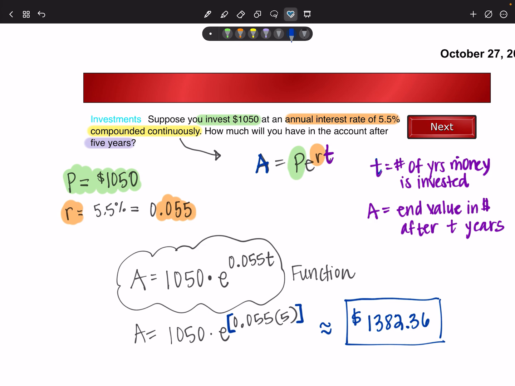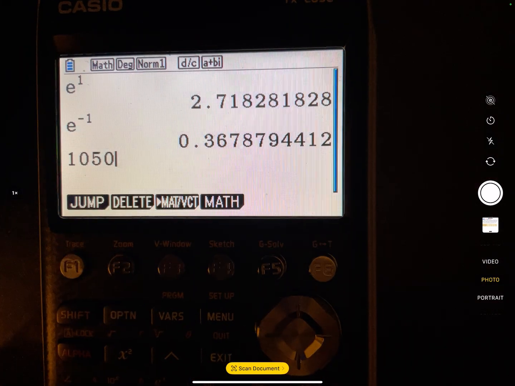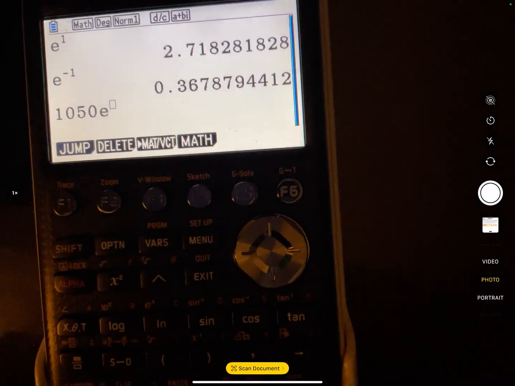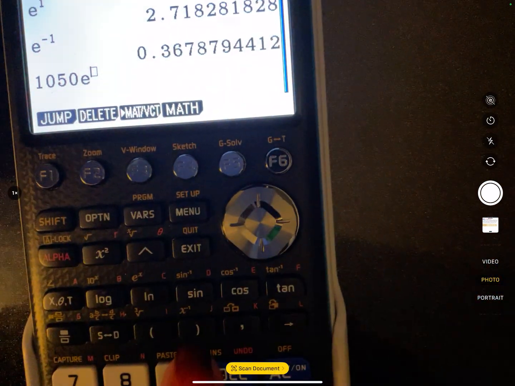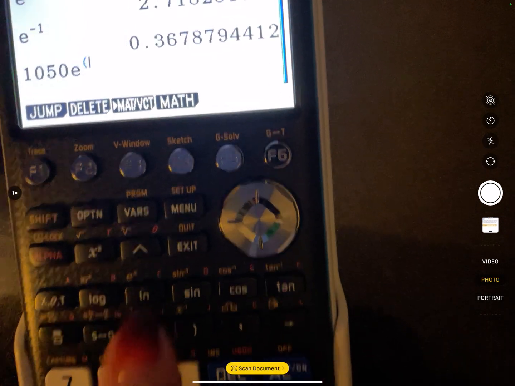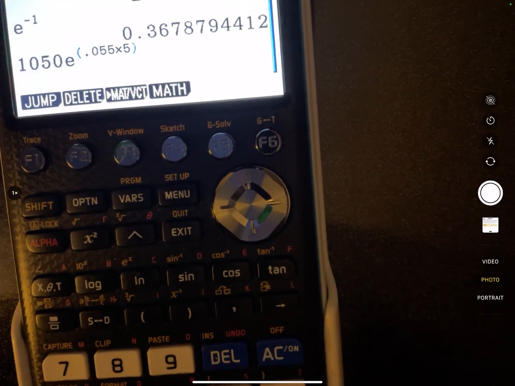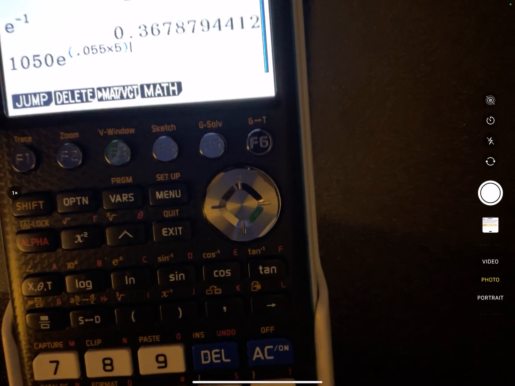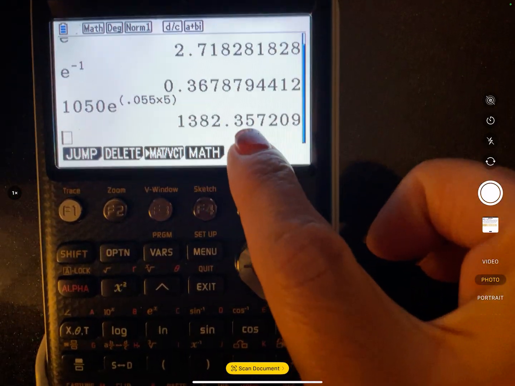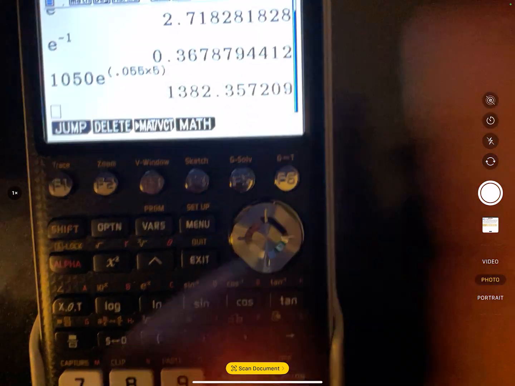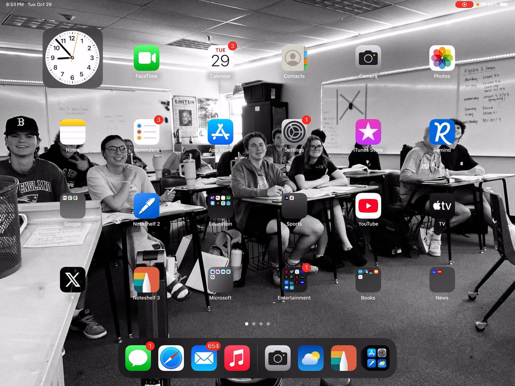So I will show you. 1050 in our calculator, and then shift ln. On my calculator, it brings it up into the exponent, but on yours, if you see a little upper caret, you're going to put a parenthesis, then 0.055 times 5, and a parenthesis. Press enter, and we get $1,382.36. So you will round your money to 2 decimal places, and you'll round appropriately.